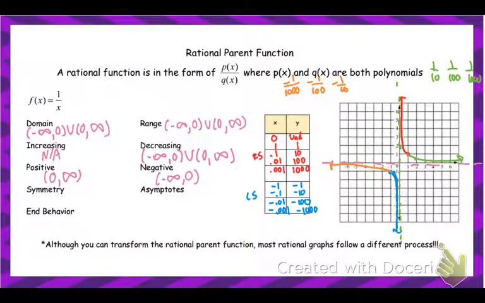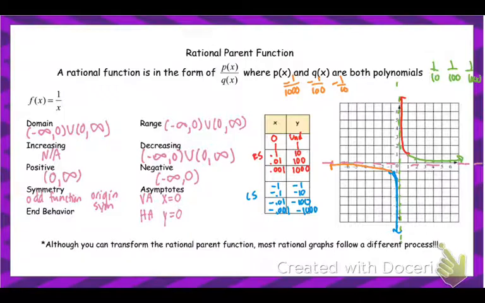Symmetry on this graph, this is actually an odd function. Remember, algebraically, if I evaluate f of negative x, I get a negative 1 over x, which is negative f of x. So this is an odd function, which means it has origin symmetry. Asymptotes we already talked about. This graph has a vertical asymptote at x equals 0. And there is a horizontal asymptote at y equals 0.